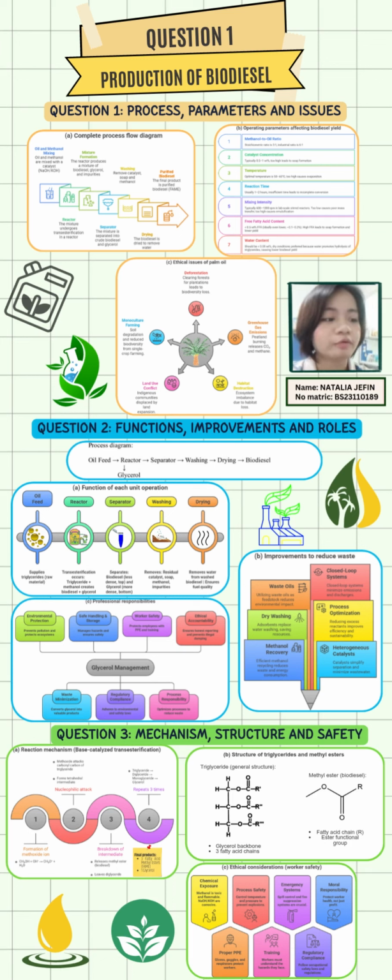Several operating parameters affect the yield. The methanol to oil ratio is typically 6:1 or 3:1 to drive the reaction forward. The temperature is maintained between 50 to 65 degrees Celsius, and the reaction time is about 1 to 2 hours. Proper mixing, usually around 600 to 1000 RPM, ensures good contact between immiscible reactants. Water content must be kept low, below 0.05%, and free fatty acid content below 0.5% to prevent soap formation, which reduces yield and complicates the separation.